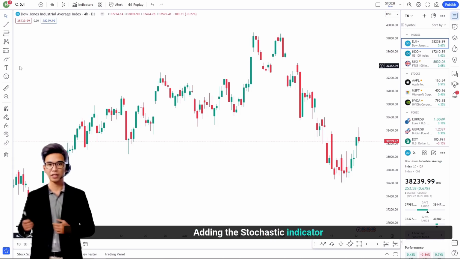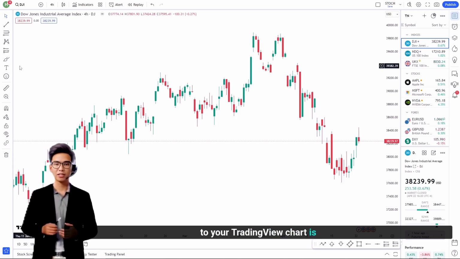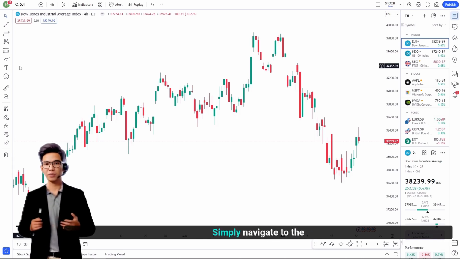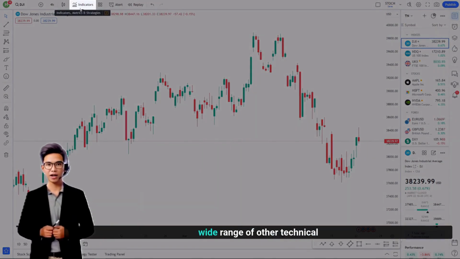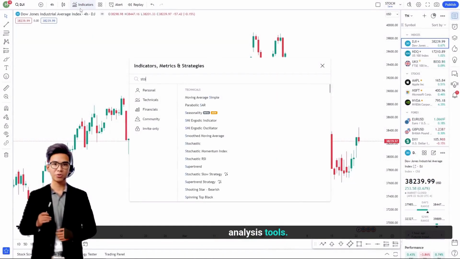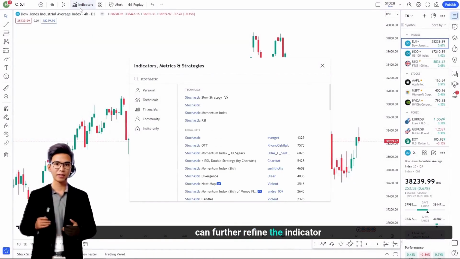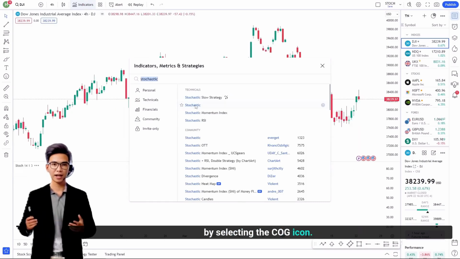Adding the stochastic indicator to your TradingView chart is a straightforward process. Simply navigate to the indicators menu on the top toolbar, where you'll find it among a wide range of other technical analysis tools. Traders can further refine the indicator by selecting the cog icon.